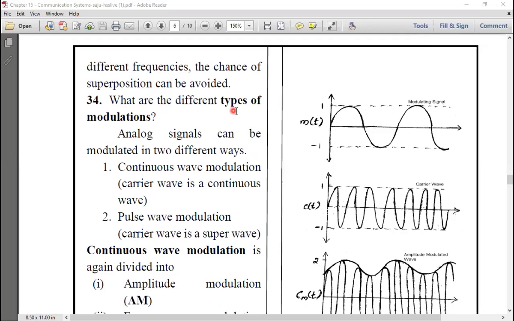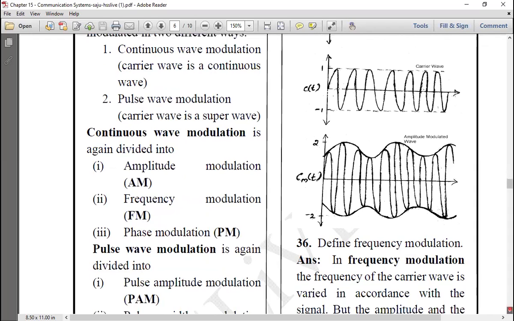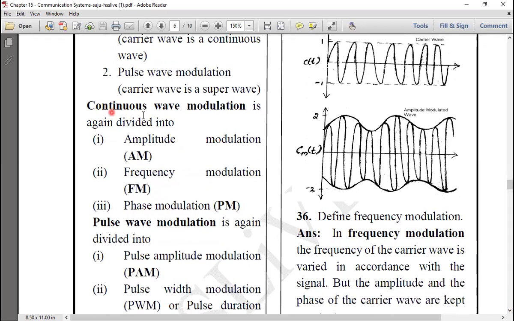Now see, what are the different types of modulations? So the first one is continuous wave modulation and the second is pulse wave modulation. In continuous wave modulation, how many types do we have? Continuous wave modulation has three types: AM, FM, PM. AM means amplitude modulation, FM means frequency modulation, PM means phase modulation. Okay.